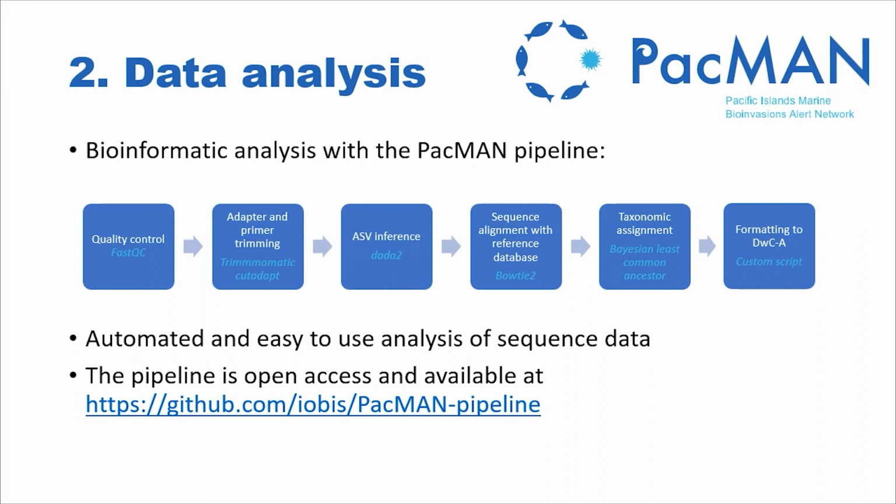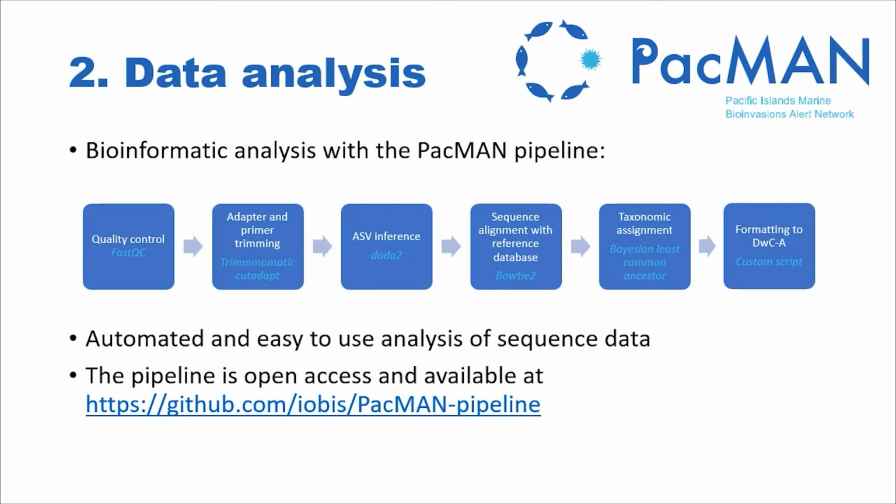For the data analysis, we have prepared a bioinformatic pipeline. We've called it the PACMAN pipeline, and this is based on a compilation of different publicly available pipelines that work on similar projects. So this pipeline basically takes the raw sequences and goes through all the necessary steps: quality control, trimming of any adapters and primers that are used, inferring the ASVs, which is the amplicon sequence variants. This means that no sequences are clustered, but in fact all unique sequences are retained. So it is easy to go back to, in a way, the raw data.